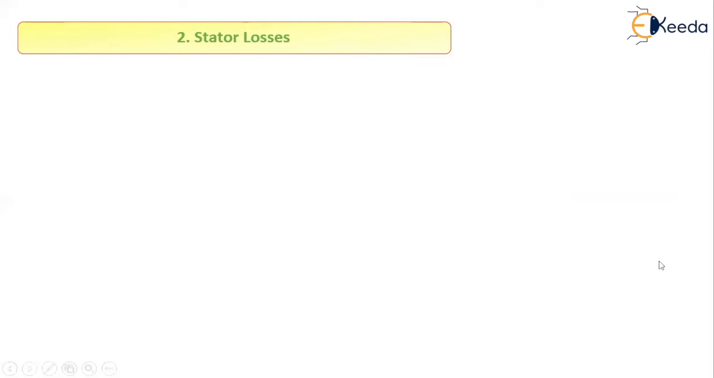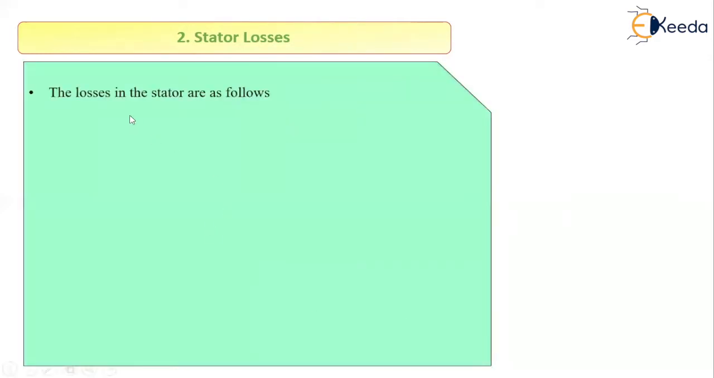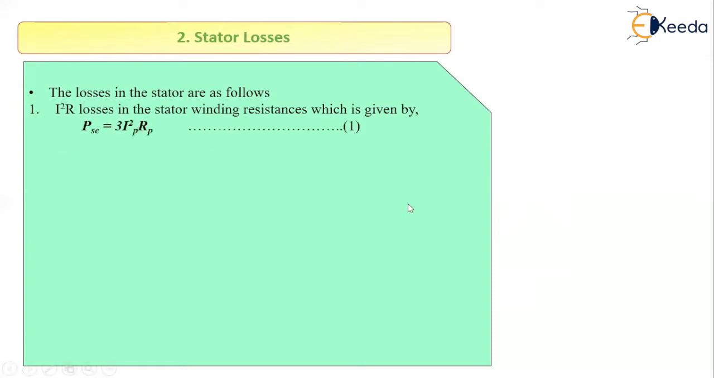Now let us study the stator losses. As I have already mentioned, when we are giving supply to the stator winding, along with the power generated in the stator winding, there are also certain losses. Let us see what those losses are. The losses in the stator are as follows. I square R loss in the stator winding resistance. The winding of the stator will have its own resistance. Whenever the current flows through this resistance, there is always the I square R loss. That loss is given by PSC is equal to 3 I square P RP.